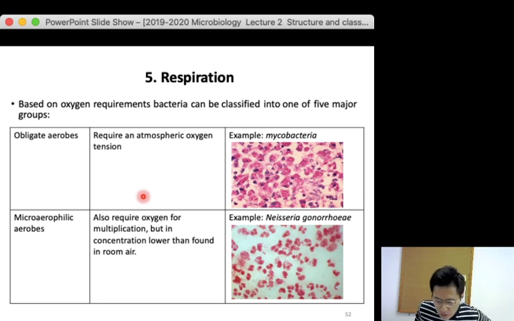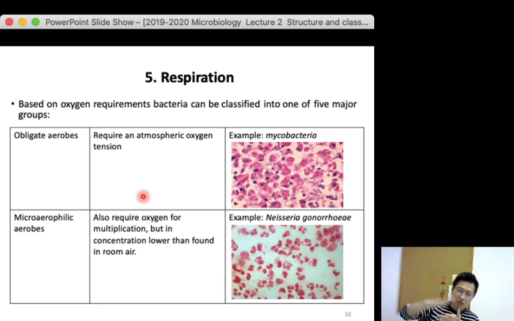Now let's take a look at respiration. As I said, the bacteria have no choice. They can't walk from one side to another, so they can't move, and they need to adapt to different environments. So the bacteria localize in one certain area. Of course, in the modern world, because of transportation, humans or other species bring the bacteria from one place to another. But mostly the bacteria only localize in a certain area.